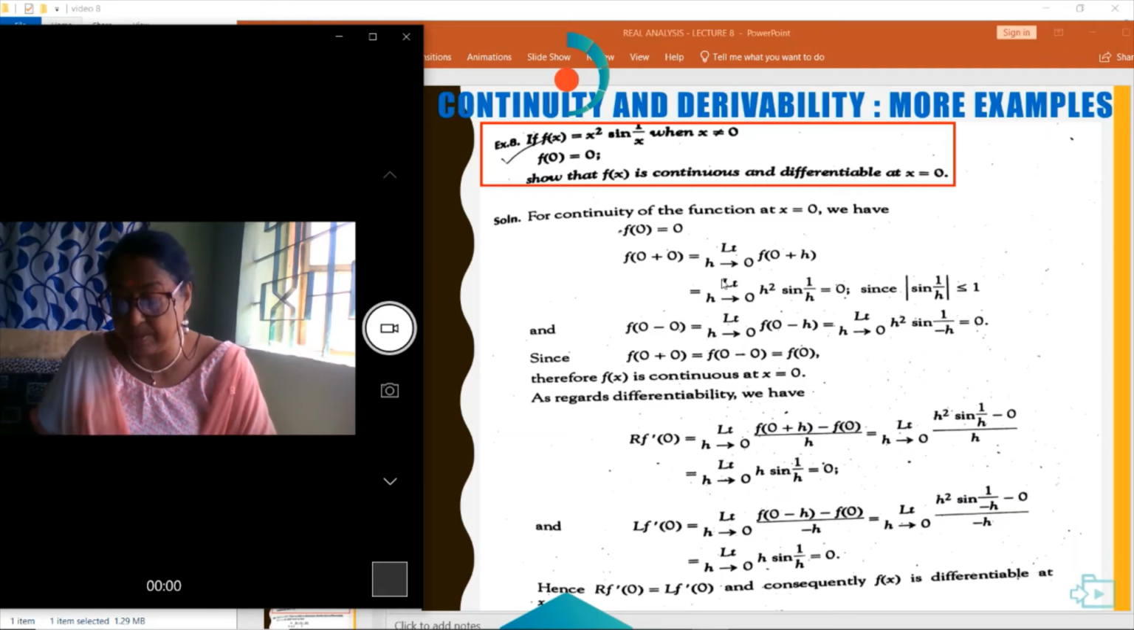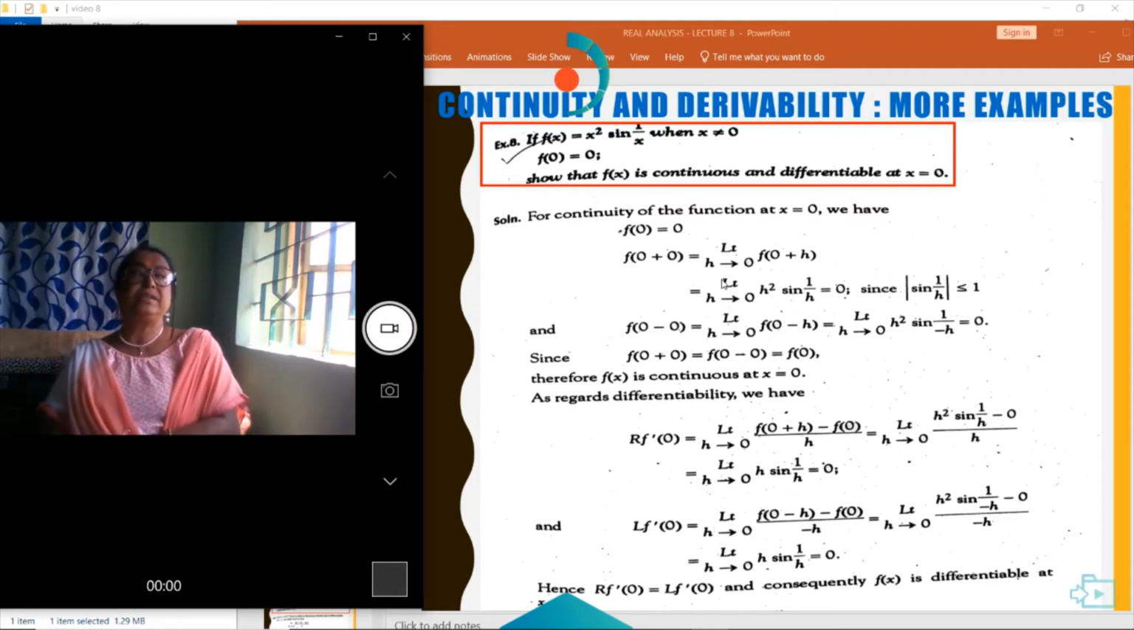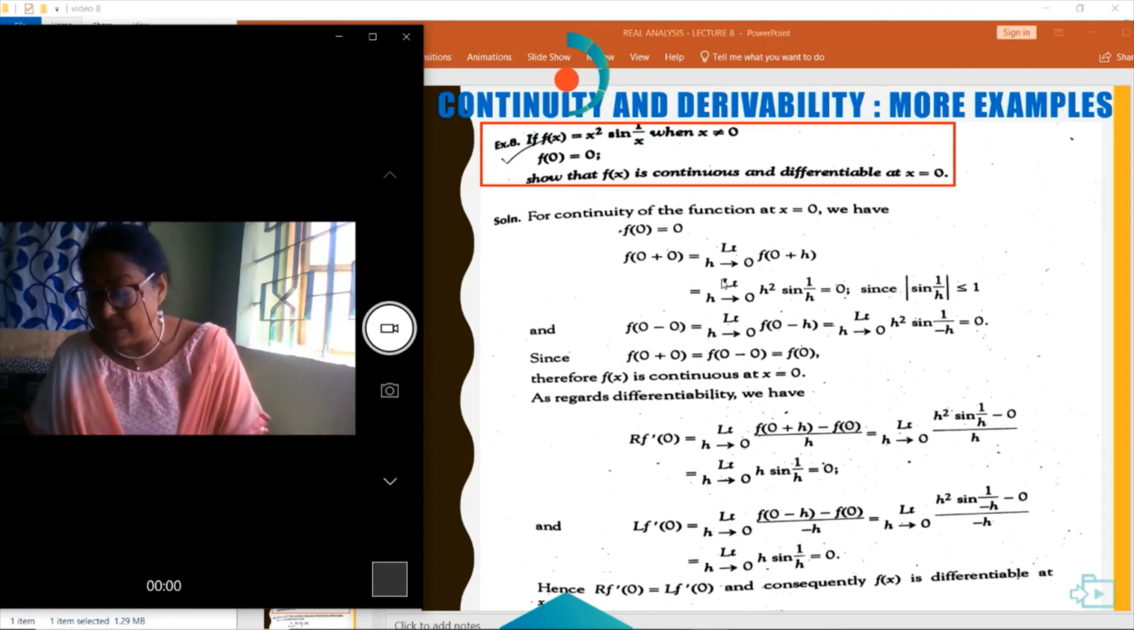See, f(0) is equal to 0, and f(0+h), after putting the values, gives h squared sin(1/h), and since sin(1/h) is less than or equal to 1, after putting this value we get 0. Similarly, f(0-0) is equal to 0. So the right hand limit is equal to the left hand limit is equal to the central limit. Hence, the function is continuous at x equal to 0.